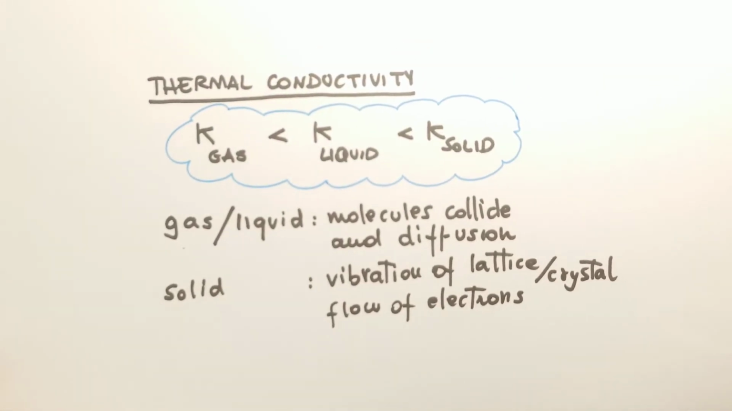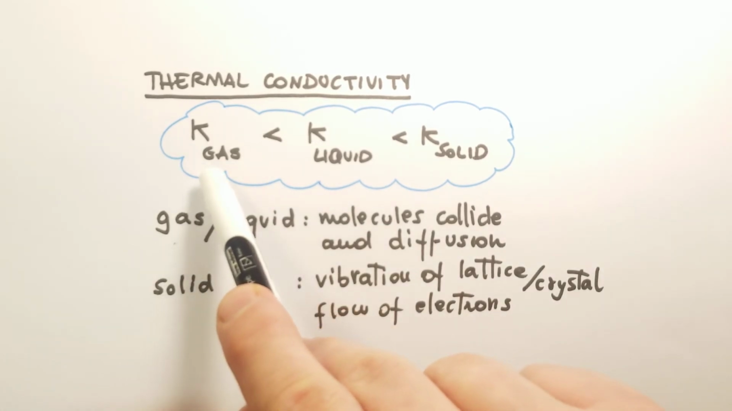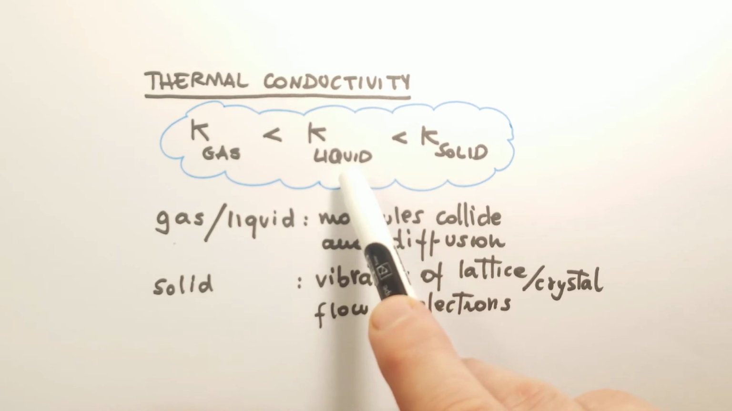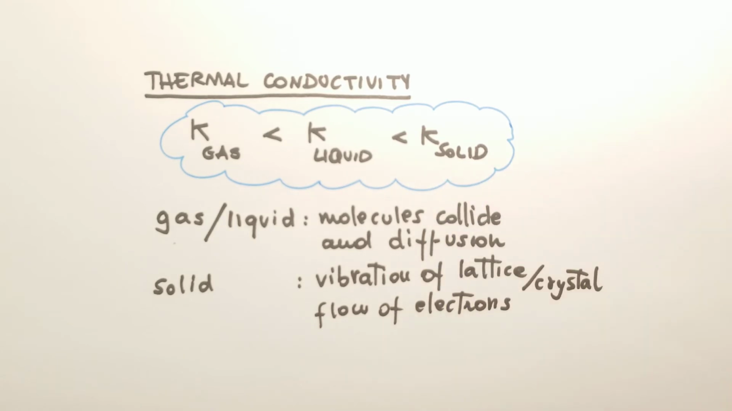So as a general rule, we usually have that the thermal conductivity of a gas is smaller than the thermal conductivity of a liquid. That's smaller than the thermal conductivity of a solid. So remember, in gases or liquids, the heat conduction occurs because molecules collide and we have diffusion of heat. Whereas if you have a solid, heat conduction is due to the vibration of the lattice of crystal and because of the flow of free electrons.